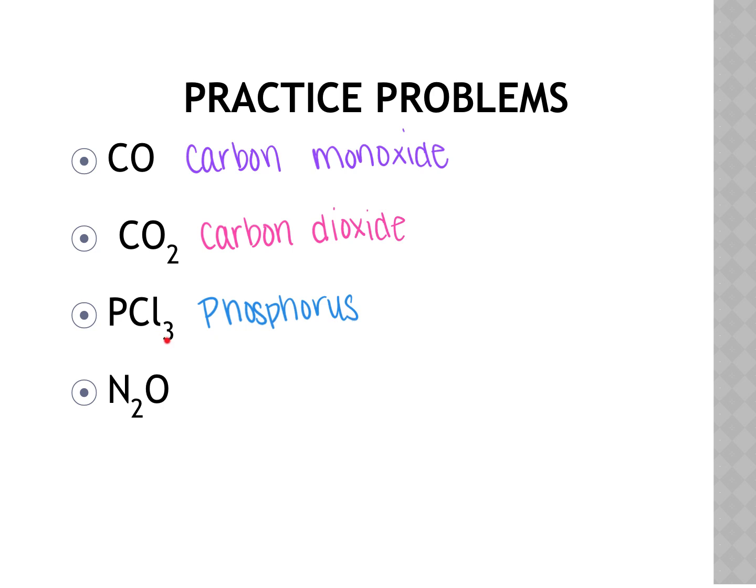And then how many chlorines? 3. So what is the prefix for 3? Tri, and then chlorine is going to become chloride, so it becomes trichloride. Okay. All right, so that third one is phosphorus trichloride.